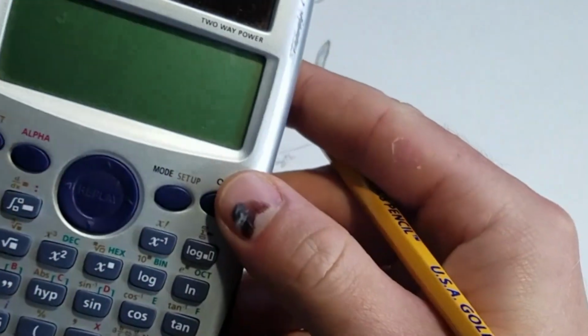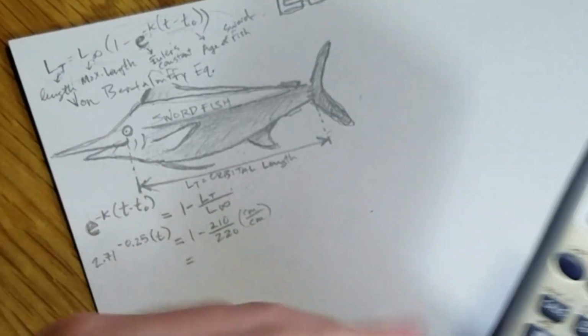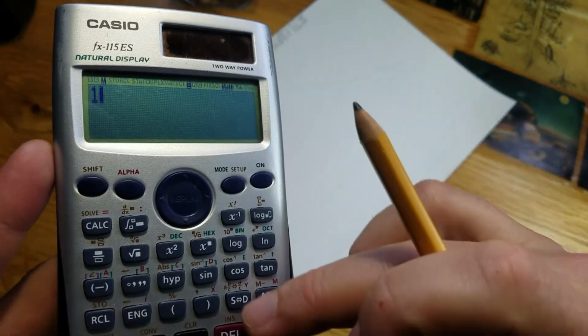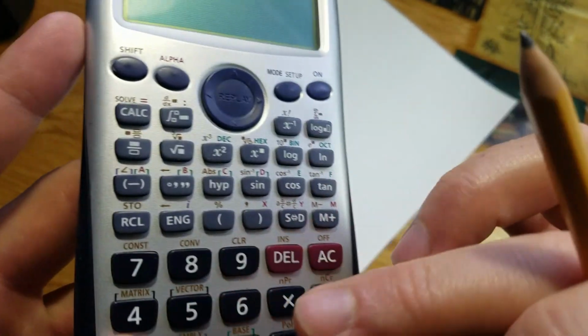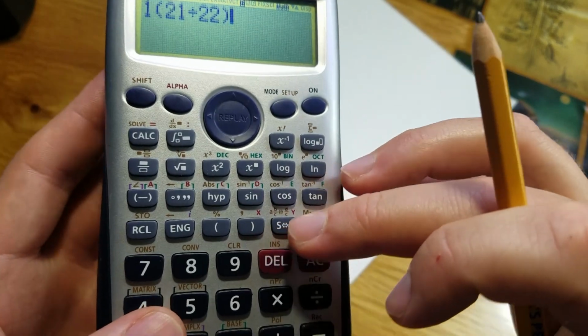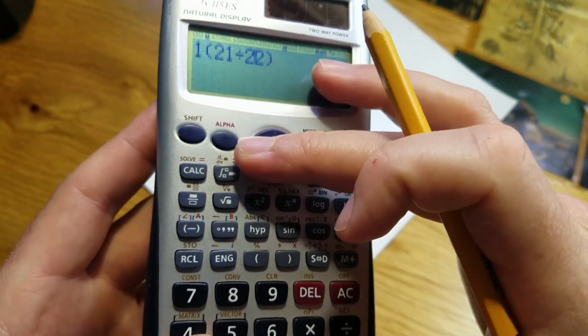So I got the calculator out. We're going to do 1 minus 21 divided by 22, because that's the same as, I didn't do minus.